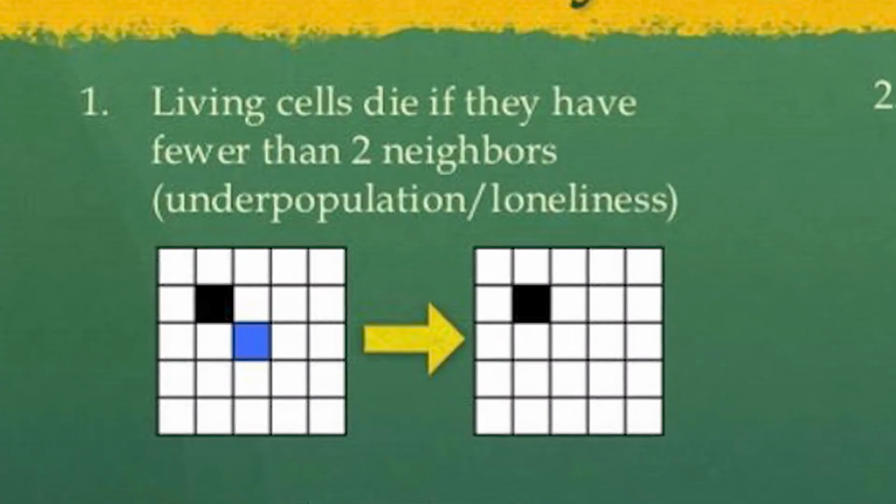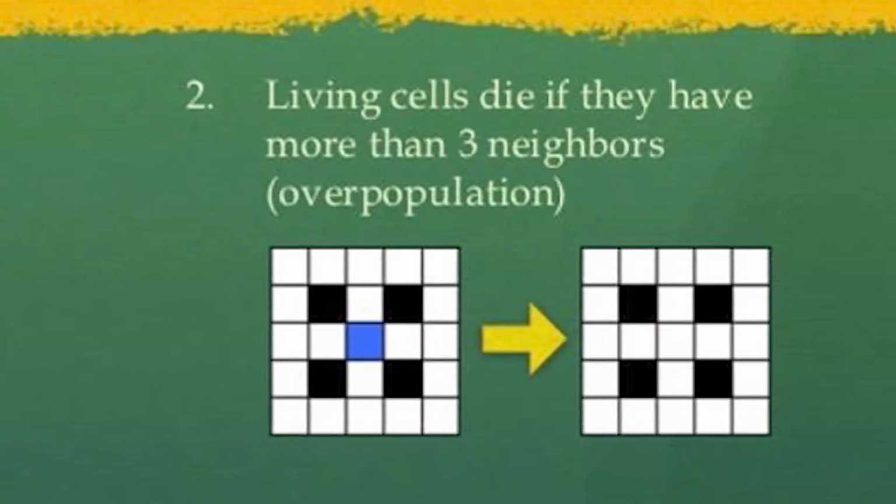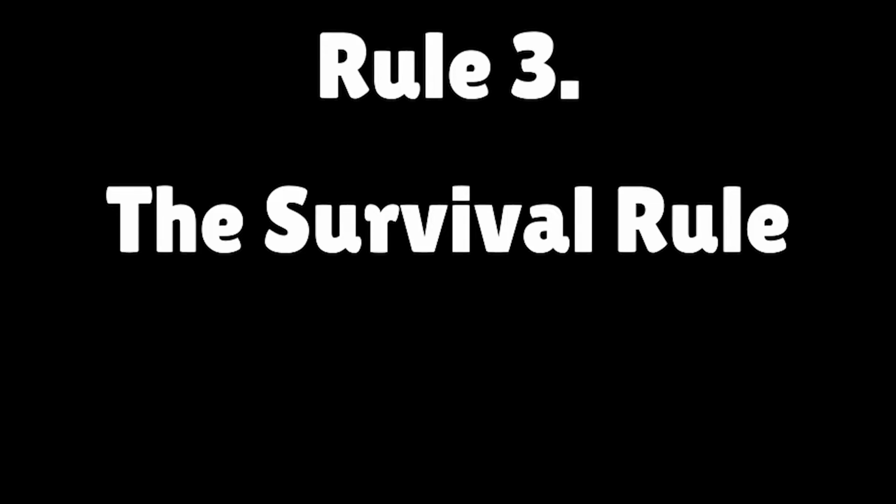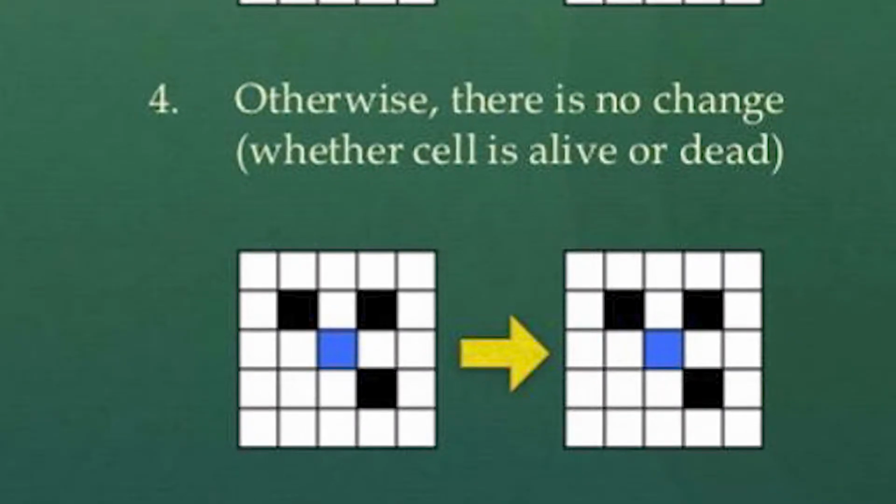A live cell with 0 or 1 neighbors dies of isolation, but a live cell with 4 or more neighbors dies of overcrowding. Rule number 3, survival rule. A live cell with 2 or 3 neighbors remains alive, and with each iteration, some cells live and some cells die, but life forms evolve from one generation to the next.